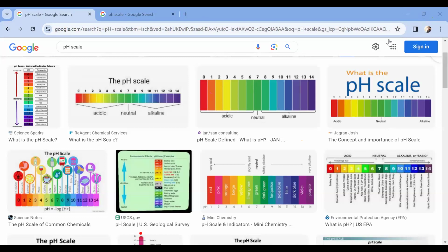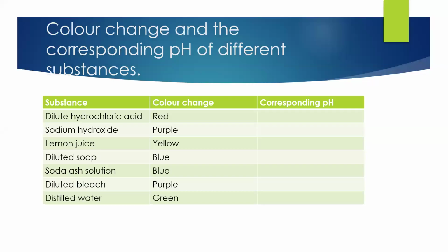Okay, so I am sure all of us have now taken note of the colors. So on my next slide, you're going to just tell me which pH that given substance has. Okay, so here we go. Dilute hydrochloric acid, which is a red color, which pH does it have?